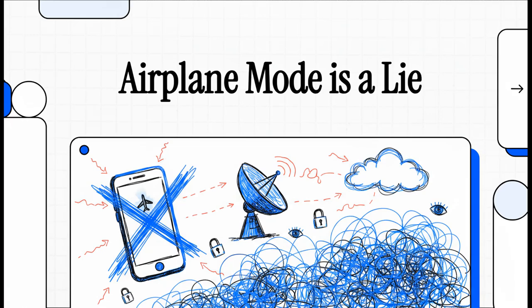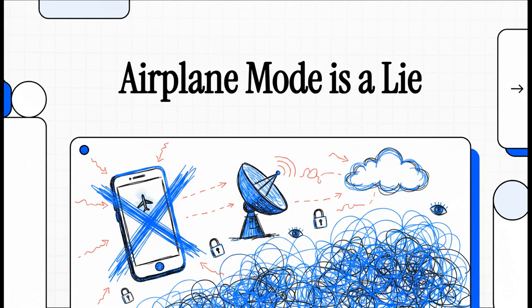We all flip on airplane mode for pretty much two reasons. Either we're actually on a plane, or we just want to go completely off the grid for a bit. No signals, no tracking, just a little digital peace. But what if that feeling of being disconnected was just that, a feeling?